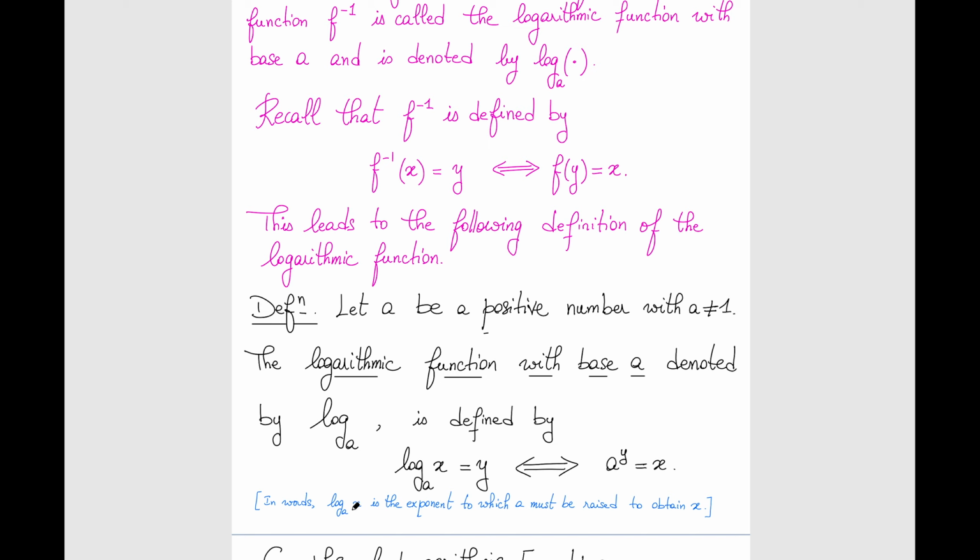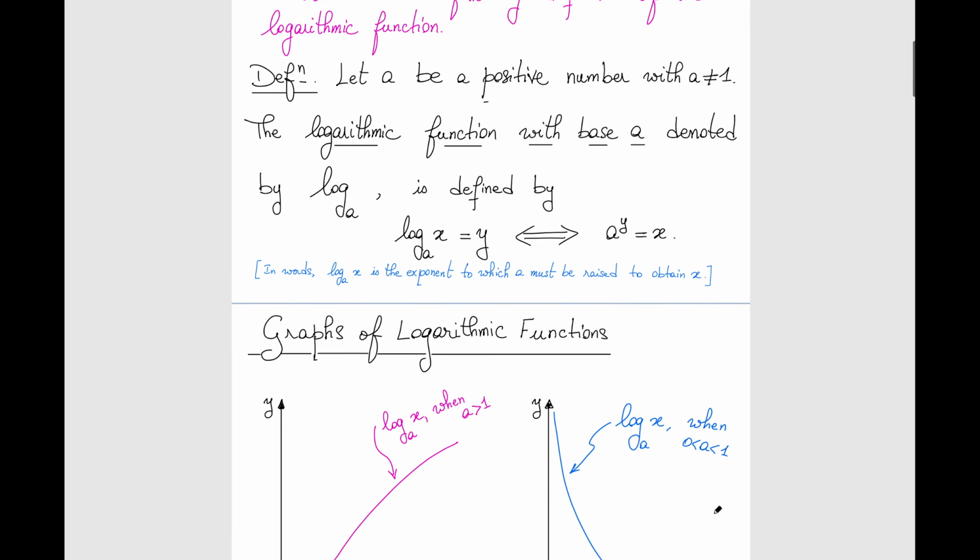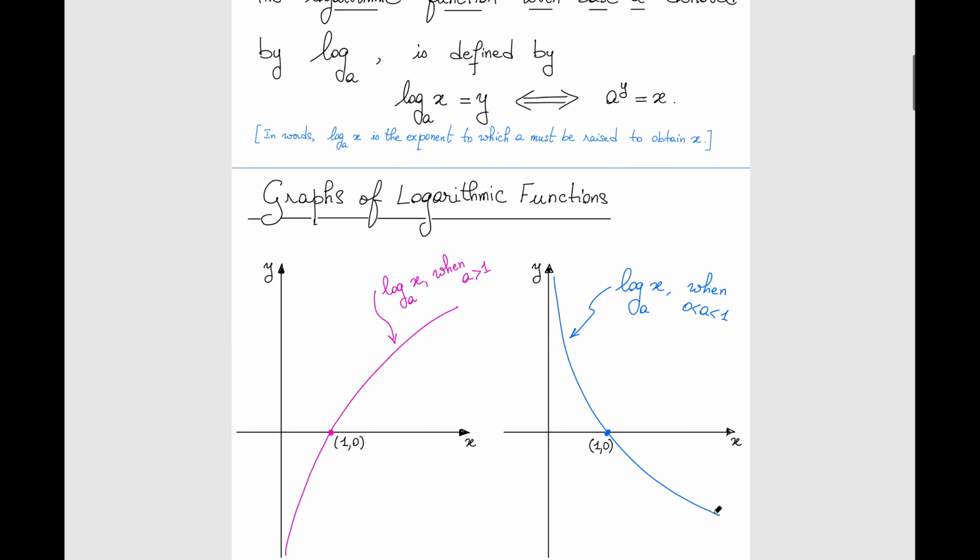The y guy is the log base a of x. That's the guy which I need to take the base a to that power in order for this entire exponential expression to turn into an x, right? So this sentence that you see in blue: it's the exponent to which you should raise a in order to obtain x. All right. How do the graphs of log functions look like?